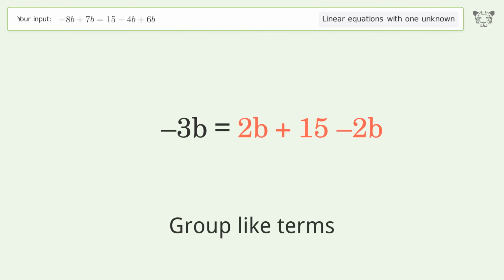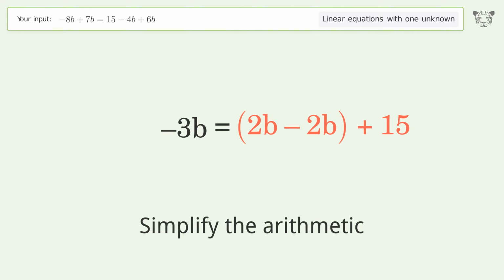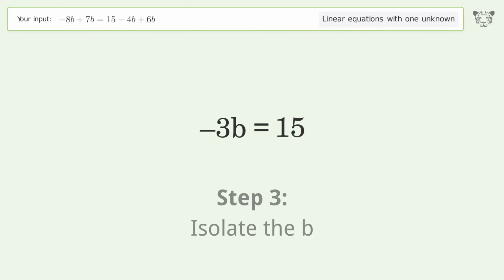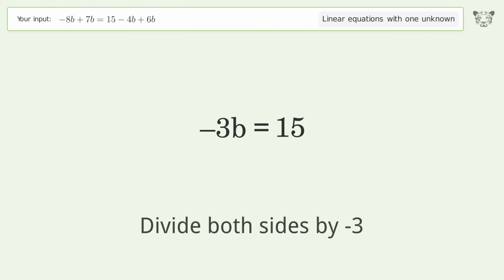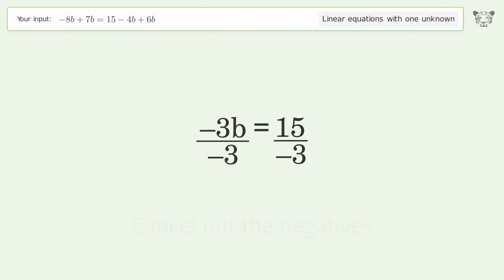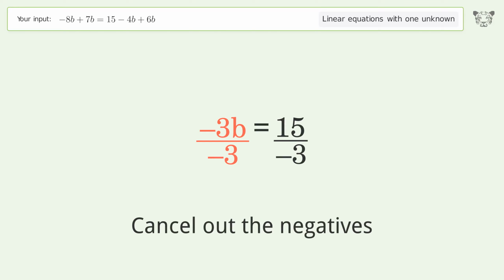Group like terms. Simplify the arithmetic. Isolate the b. Divide both sides by -3. Cancel out the negatives.